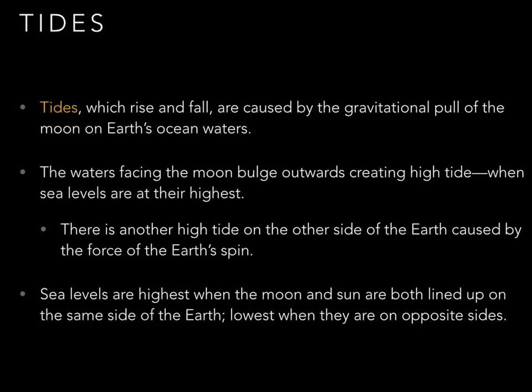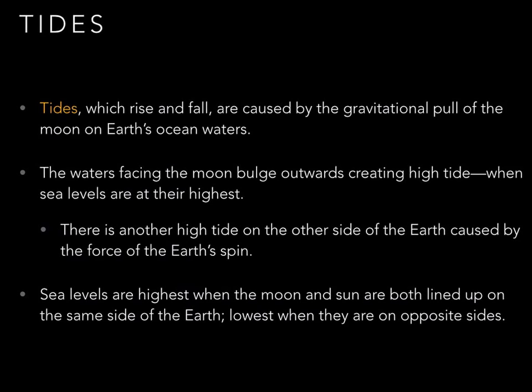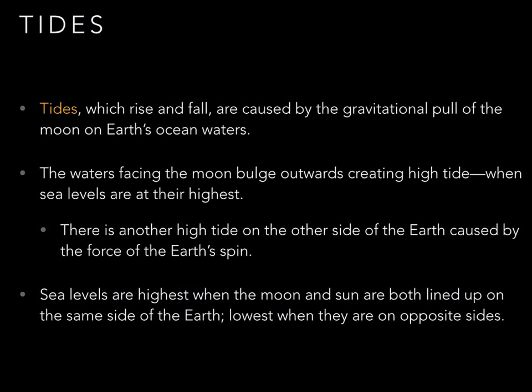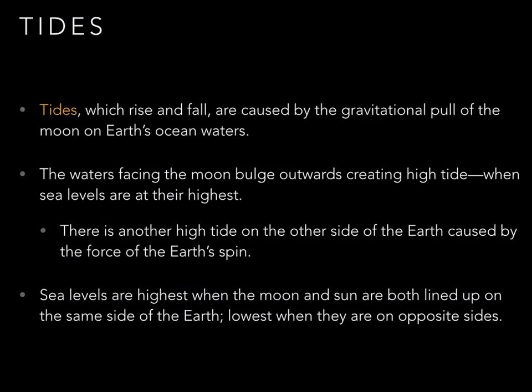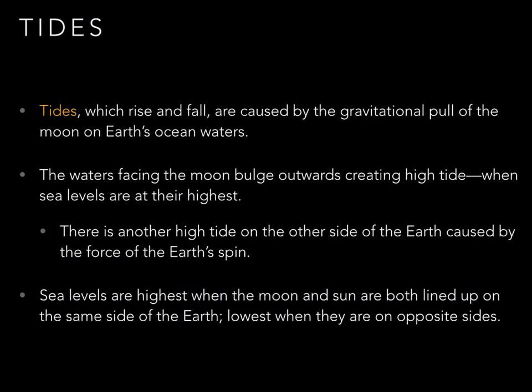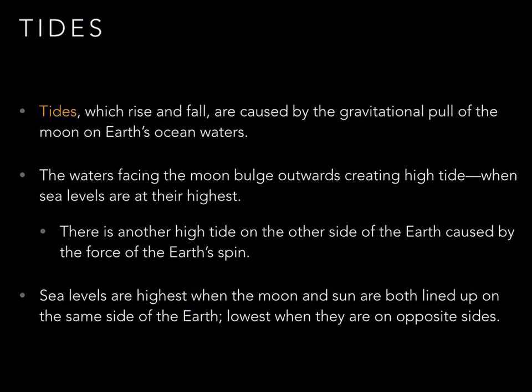Tides. Tides rise and they fall. They're caused by the gravitational pull of the moon on the Earth's ocean waters. The waters that face the moon bulge outwards, creating a high tide where the water comes in from the sea towards the land. There's another high tide on the other side of the Earth, caused by the force of the Earth's spin. Sea levels are highest when the moon and the sun are both lined up on the same side of the Earth. They're lowest when the sun and the moon are on opposite sides of the Earth.